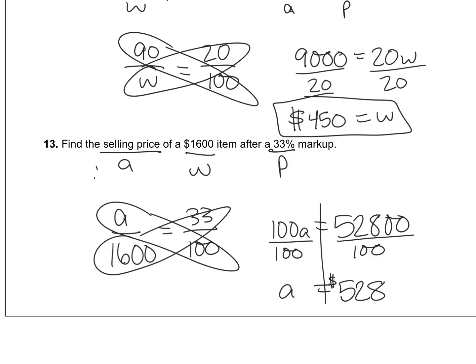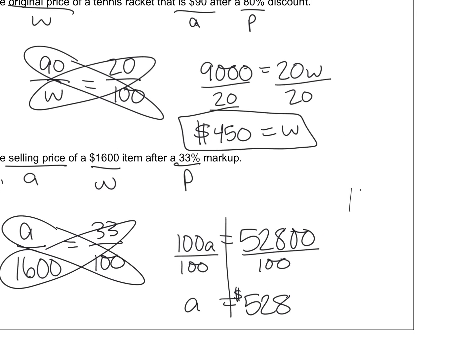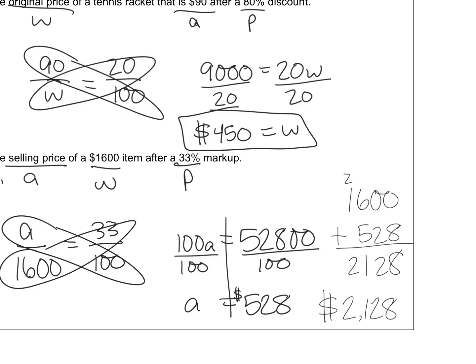And because this is a markup, this time I'm going to take my 1,600 and add 528. I get 2,128. So I would say my new markup price is $2,128.